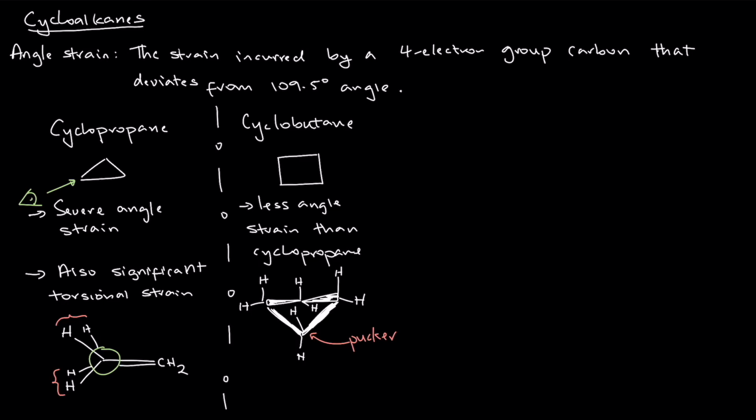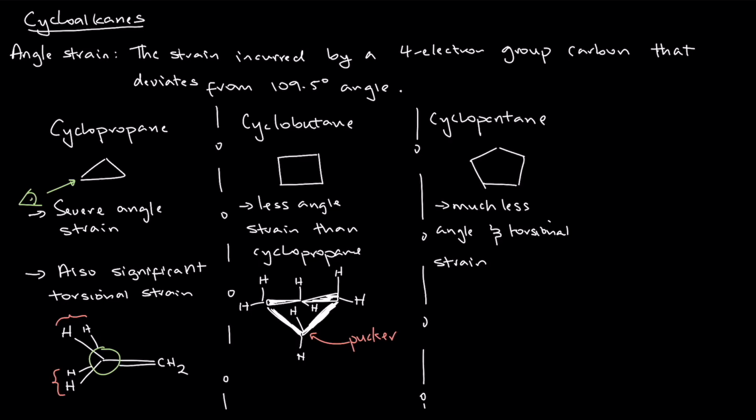In many ways, the reason why it does that is to avoid having a bunch of eclipsing CH-CH bonds in cyclobutane. Cyclopentane, on the other hand, has much less angle strain as well as much less torsional strain in its molecule. Cyclopentane looks a little bit more like this, where certainly most, if not all, of those CH bonds are no longer eclipsing each other. So there's a lot of bending and puckering in cyclopentane in order to avoid torsional strain.